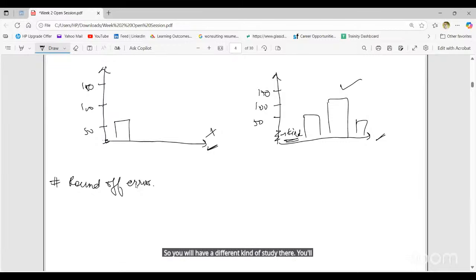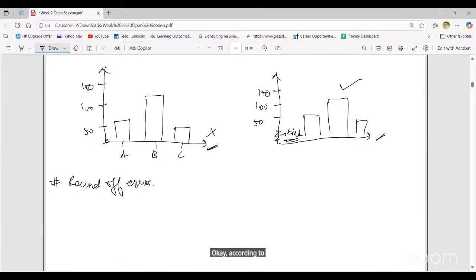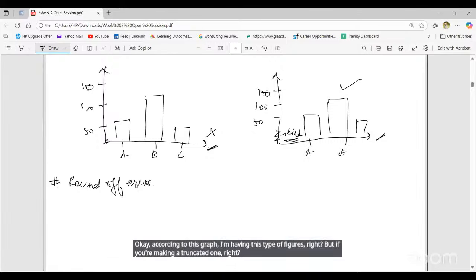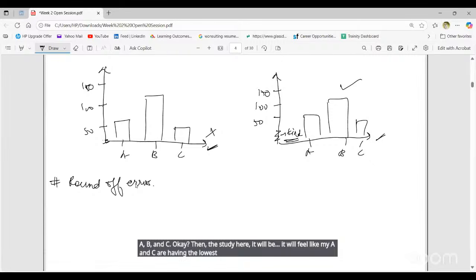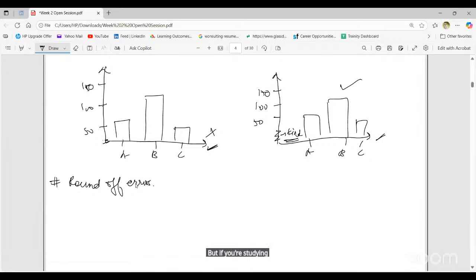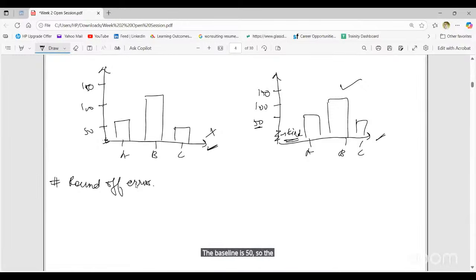Let's suppose this is A, this is B, and this is C. According to this graph, I am having this type of figures. But if you're making a truncated one with A, B, and C, then the study here will feel like my A and C are having the lowest frequencies compared to B. But if I'm saying that my baseline is starting with 50, I'm studying with the baseline as 50, so the studying of this category will be different than this category.